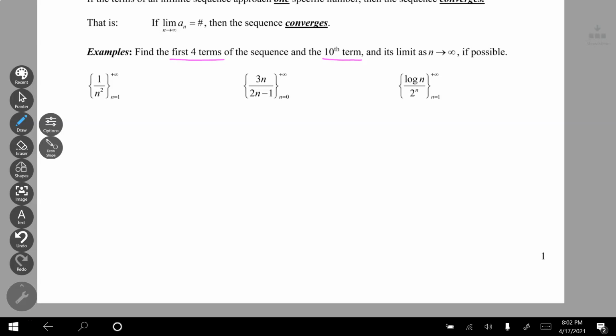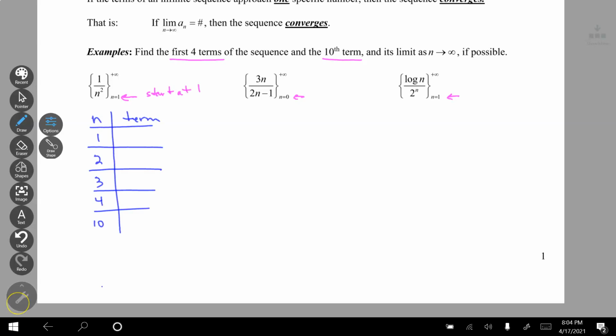Well, in this case, it depends what they start with. Like the first one starts with the number 1. The second one starts with the number 0. The third one starts with the number 1. So for the first one, I had to plug in 1, 2, 3, 4, and then the number 10. But I'd rather use my graphing calculator to figure this all out. It's a lot easier to just put that into the y equals and then do the table. So I set up a little table that I'm going to write on, but I'm going to go to the calculator to do all this work.